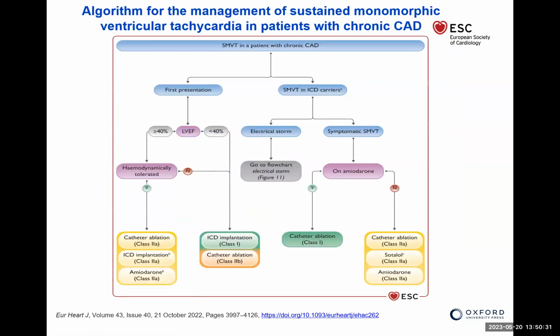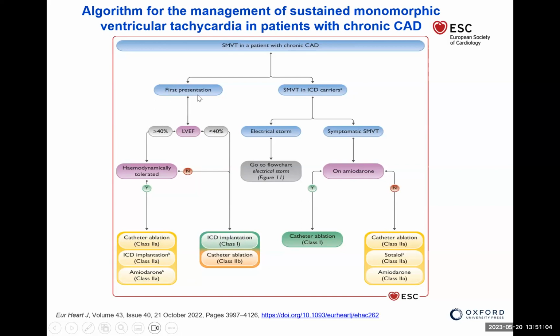If the patient has sustained monomorphic VT in a patient with chronic coronary artery disease, typically they present to the emergency room months or years after myocardial infarction with sustained monomorphic VT. If it is the first presentation and ejection fraction is 40% or more, and it is hemodynamically stable, you have the option of catheter ablation as 2A or ICD implantation or amiodarone. Sometimes they may need a combination of these. If ejection fraction is less than 40%, it's class 1 indication to go for ICD implantation.